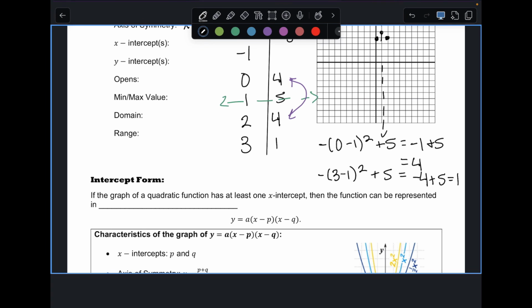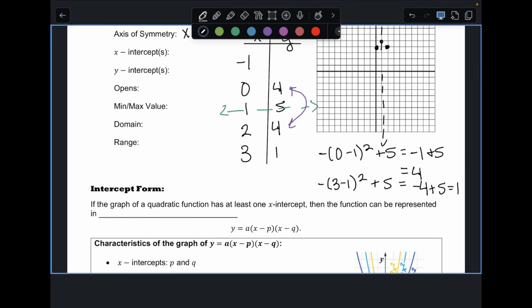So 3, 1 is a point. What's another point? Negative 1, 1. Then I graph. There's that one. There's 3, 1. I could find another point down here. I think negative 2, negative 4 would be a point. And 4, negative 4 would be a point. You could plug those in and get those. Or this is fine with just those 5.